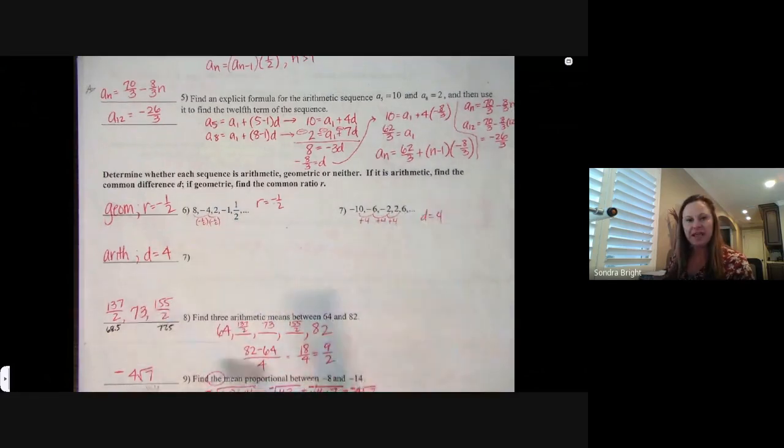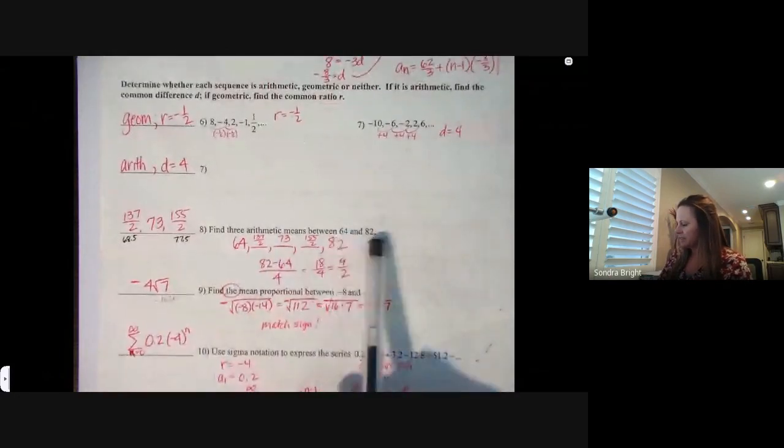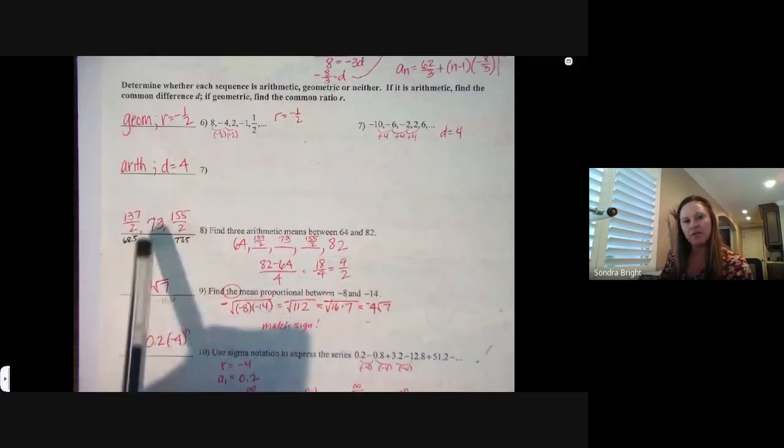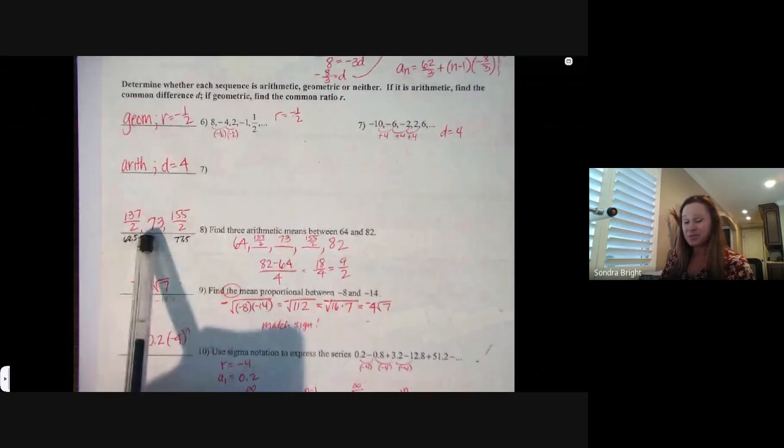Finding 3 arithmetic means between 64 and 82. I drew 3 blanks, and I ended up getting that this common difference going in between there is 9/2. So I gave exact answers of 137/2, 73, and 155/2. This one, the decimals do terminate. So if you wrote 68.5 and 77.5, that is fine.